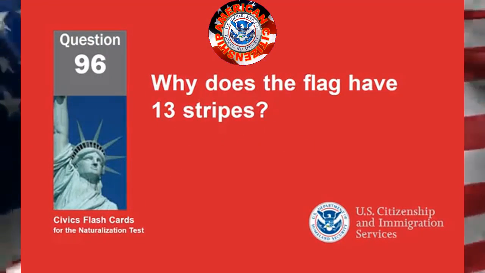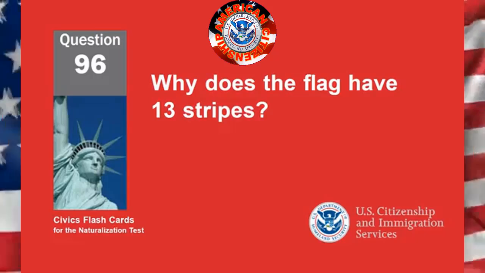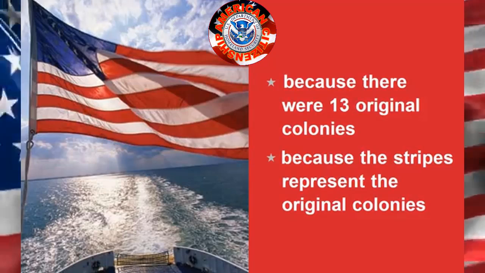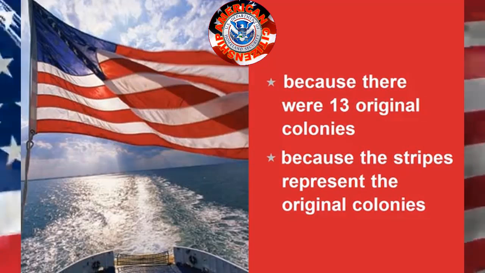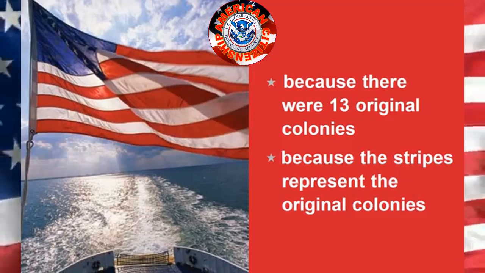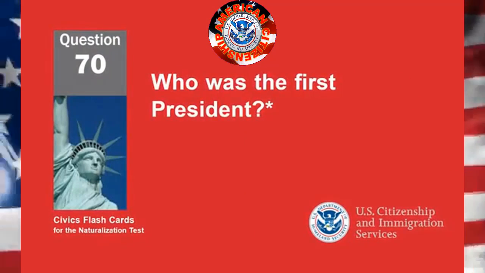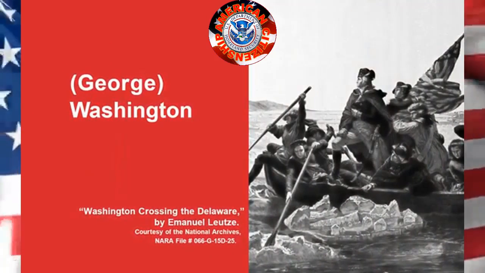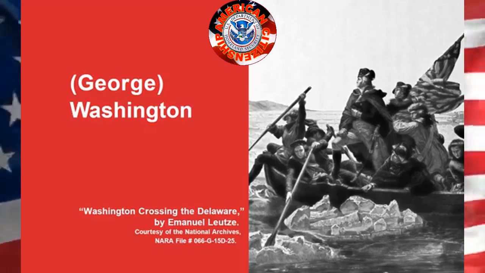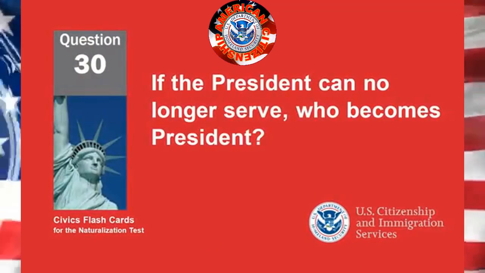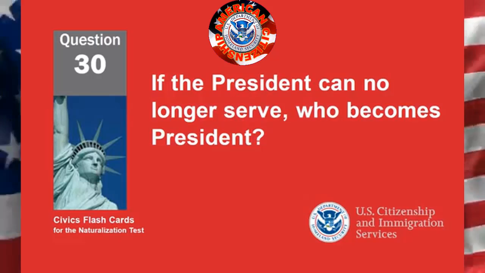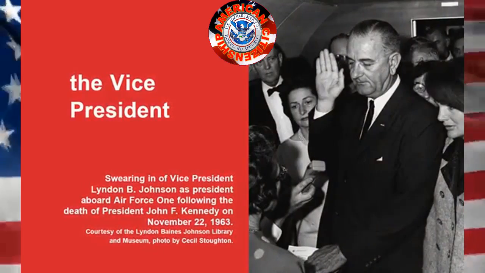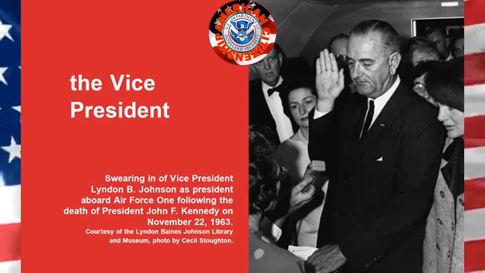Why does the flag have 13 stripes? Because there were 13 original colonies. Because the stripes represent the original colonies. Who was the first president? George Washington. If the president can no longer serve, who becomes president? The vice president.